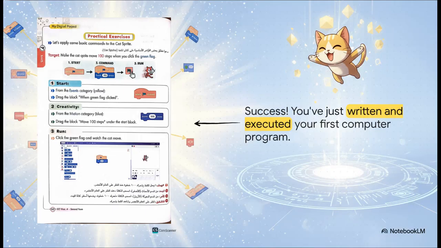And just like that, boom, you did it. Success. You have officially written and executed a computer program. You gave the computer a set of instructions, and it followed them perfectly. This little moment right here, this is the fundamental feedback loop of all programming, and you just experienced it firsthand.